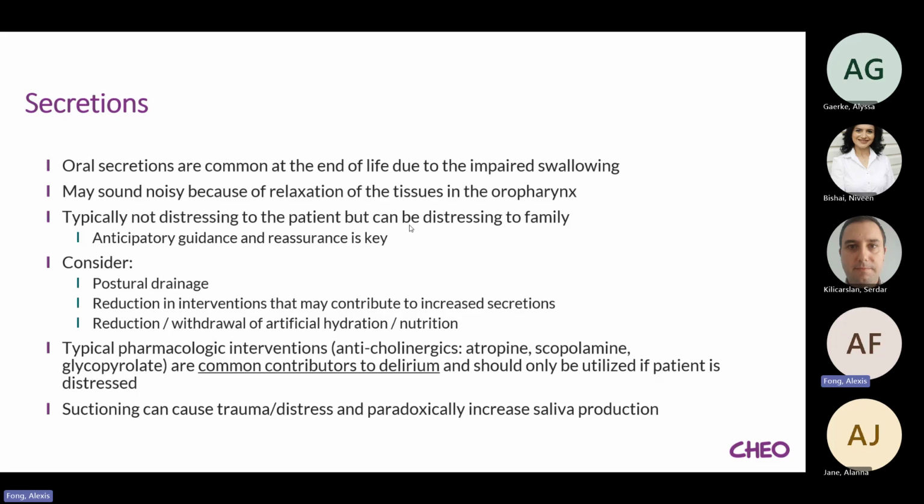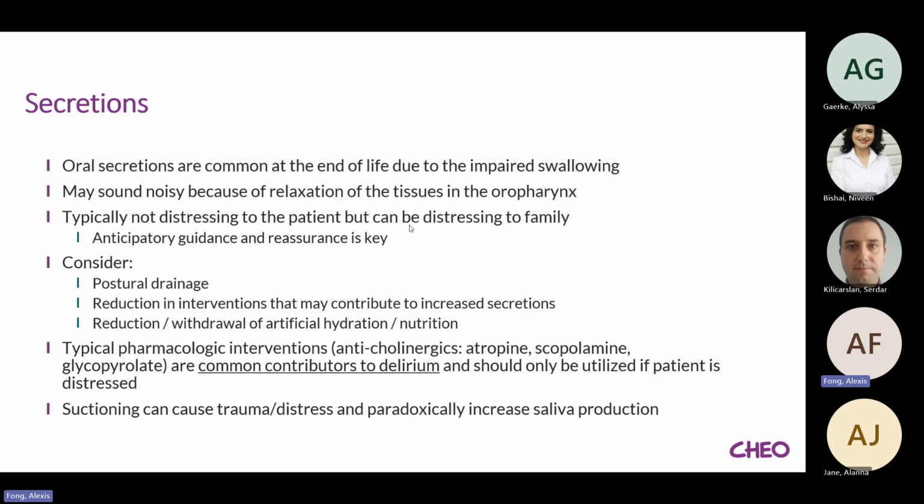So it can be really distressing to families. So anticipatory guidance and reassurance is key. If there is a lot of secretions, you could always consider postural drainage, so having the head turned to the side to allow it to drain out of the mouth, and reducing any interventions that can contribute to increased secretion. For example, if you have lots of nebulizers going, you might increase condensation and secretions in the mouth. And then you can also reduce or withdraw artificial hydration or nutrition.